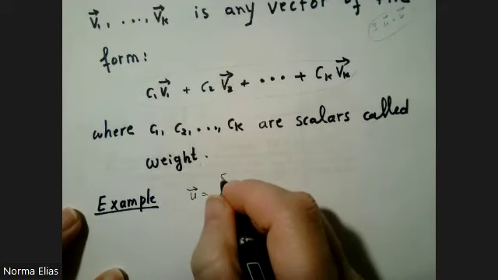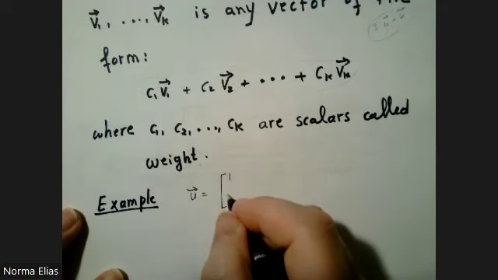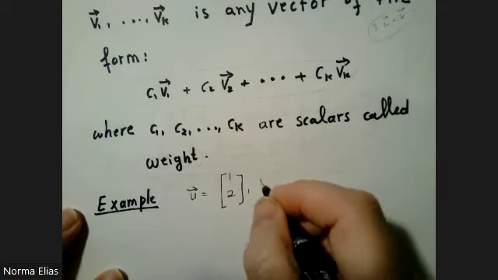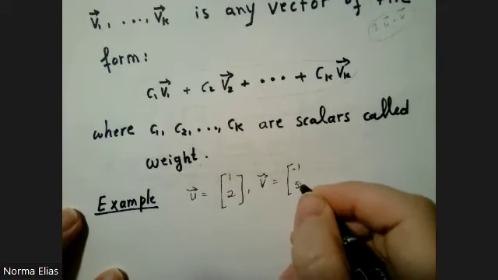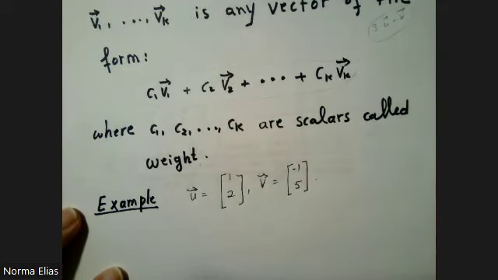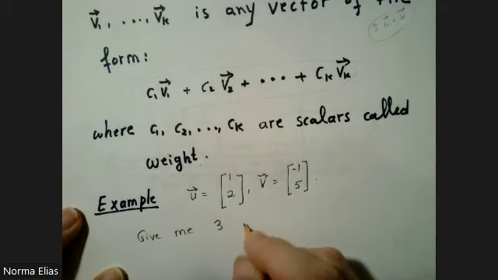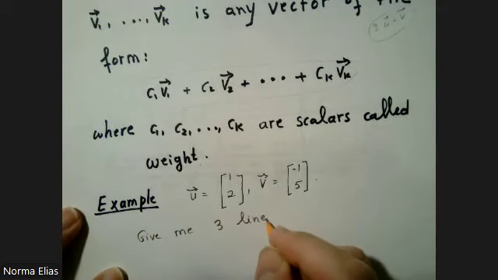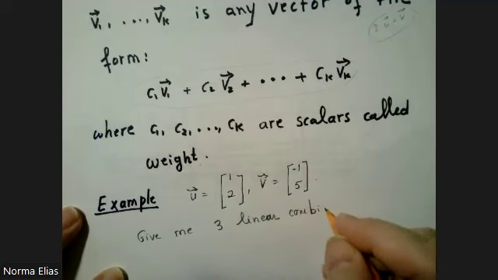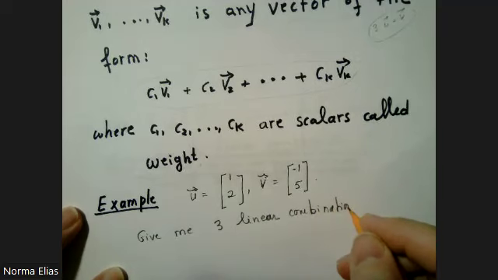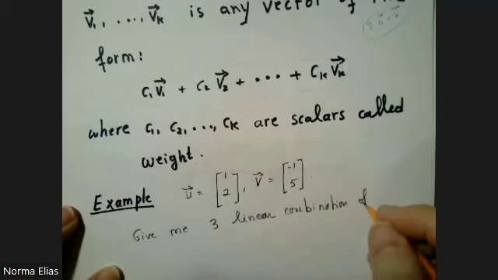Suppose I take u to be 1, 2, nothing special, and v to be -1, 5. And the question is very simple. Give me 3 linear combinations of u and v.